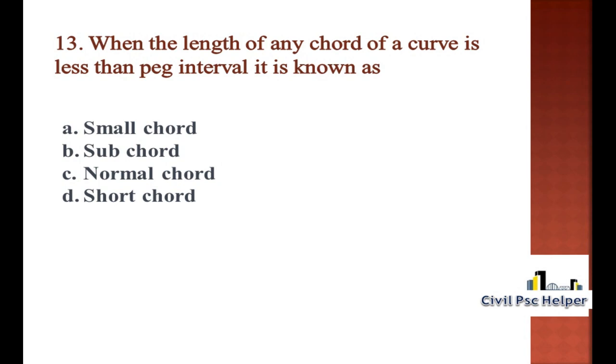13th question. When the length of any chord of a curve is less than peg interval, it is known as option A, small chord. Option B, subchord. Option C, normal chord. Option D, short chord. When the length of any chord of a curve is less than peg interval, it is known as subchord. Option B is correct.